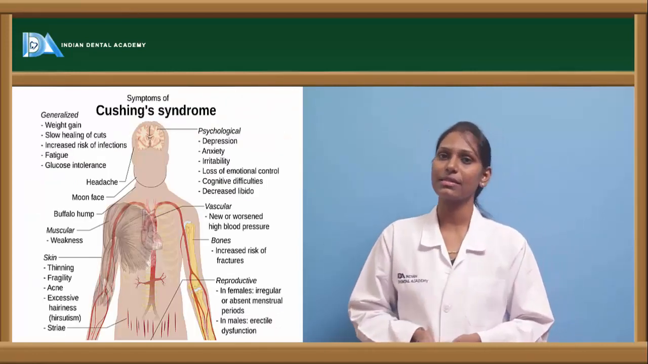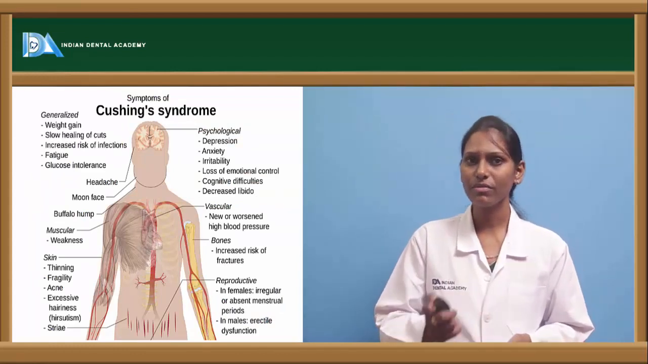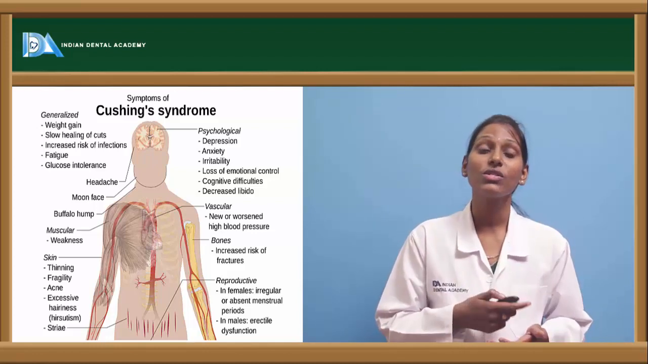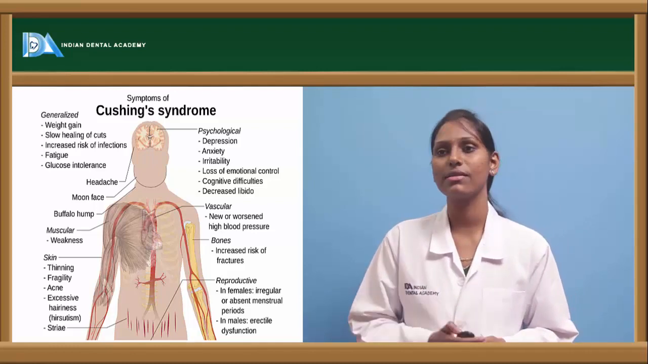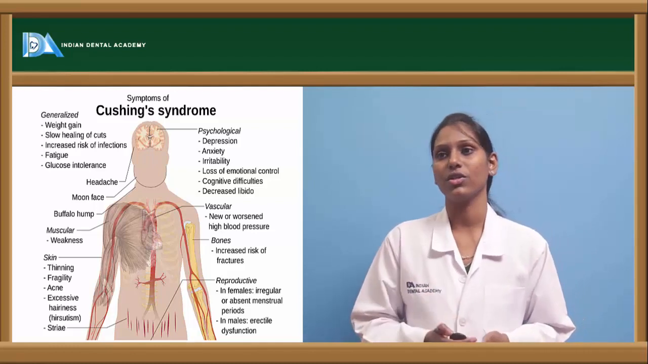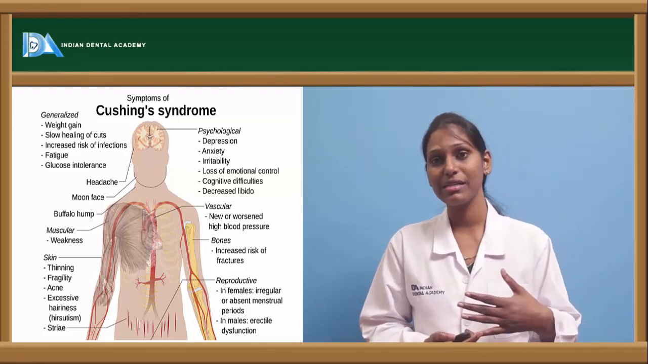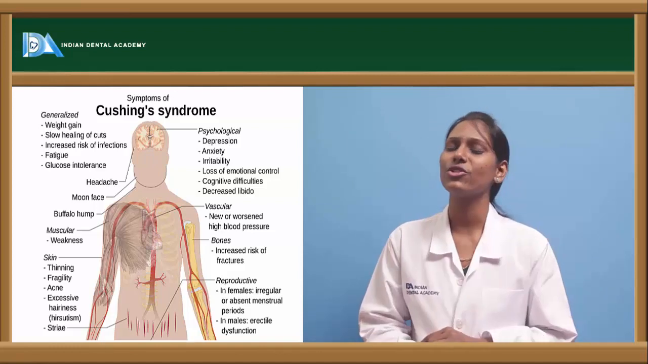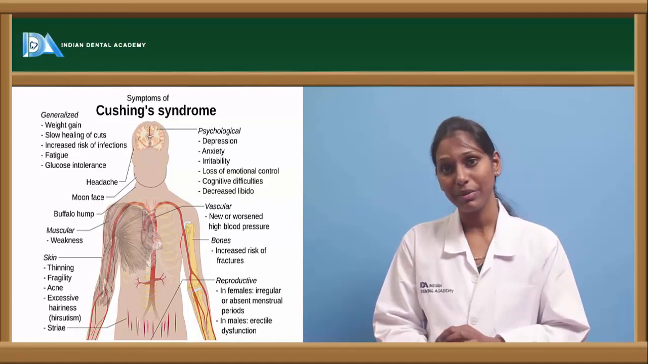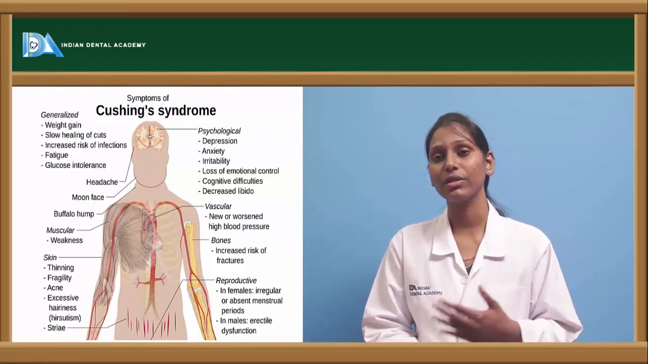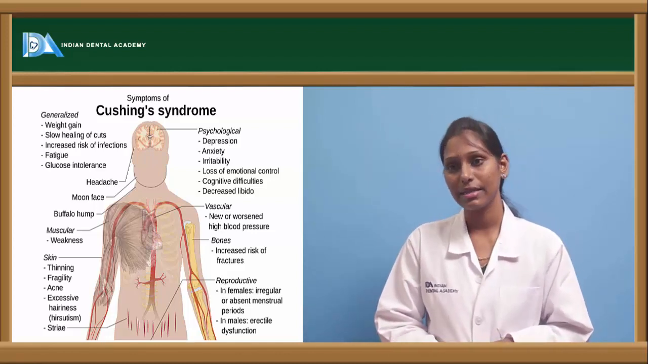And then coming to various other clinical symptoms of Cushing syndrome. When you're talking about generalized symptoms, patients usually have weight gain and slow wound healing, okay? Delayed wound healing can be seen in those cases. There will be increased risk of infections, fatigue, and glucose intolerance. Other symptoms include headache, moon face, buffalo hump, muscular weakness, and backache. Skin is usually easily bruisable, thin, fragile, and we can see purplish striae, especially on the abdomen region and on the nape of the neck. We can also see acne and excessive hair, that is nothing but hirsutism.